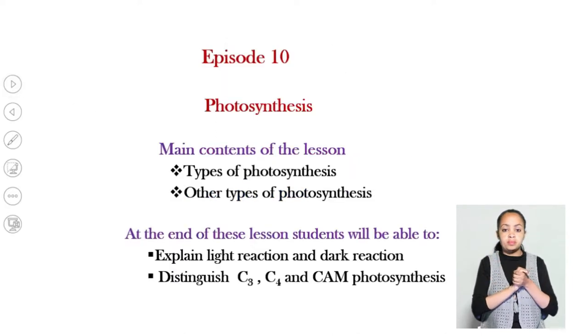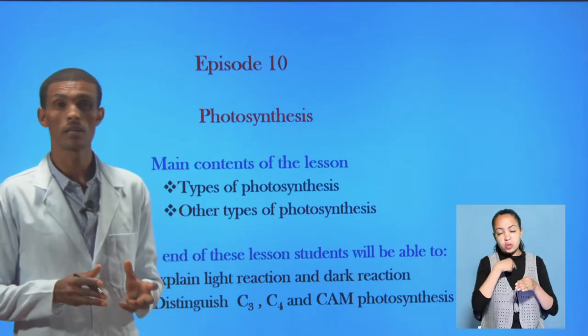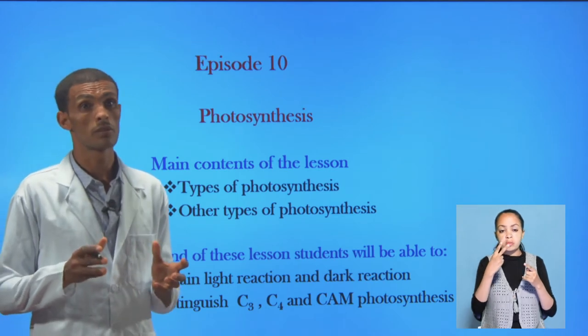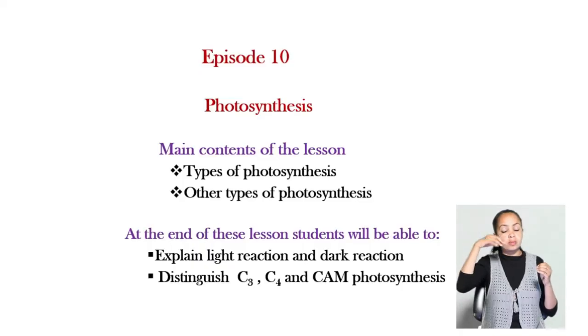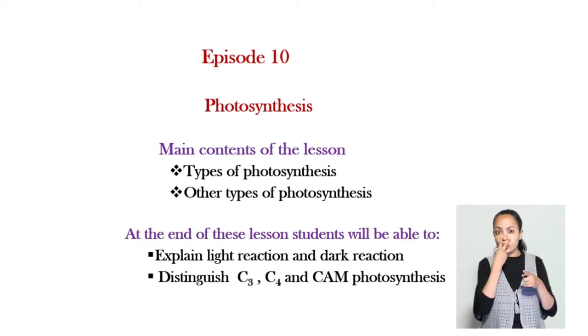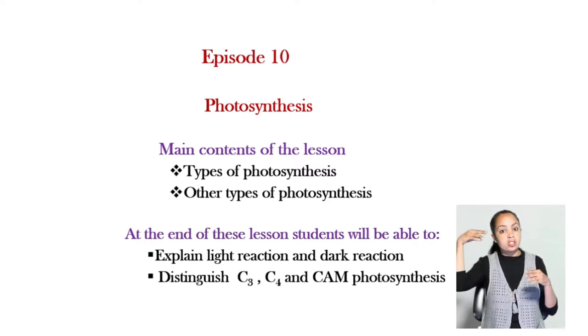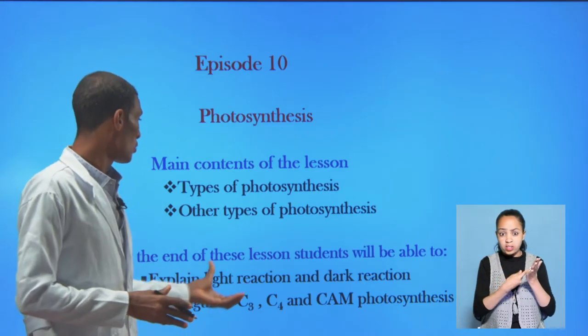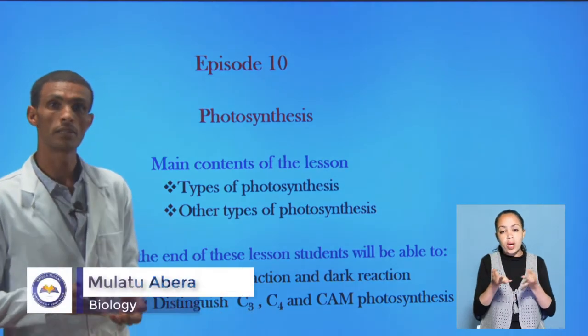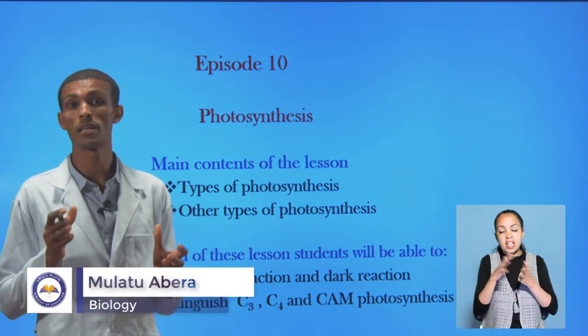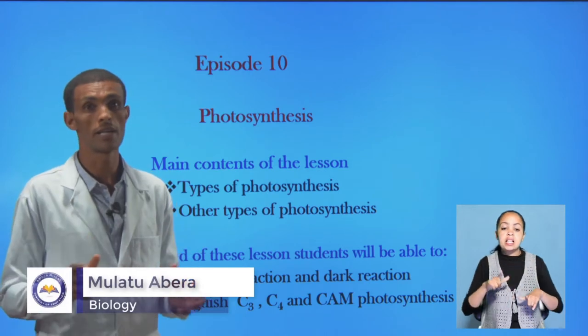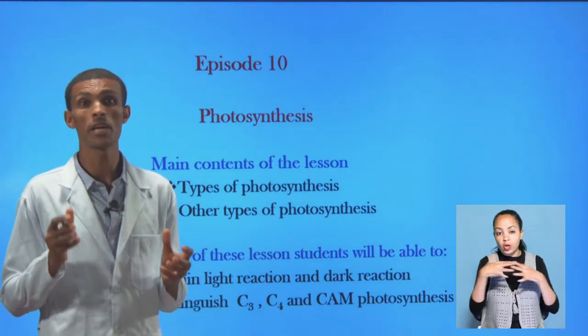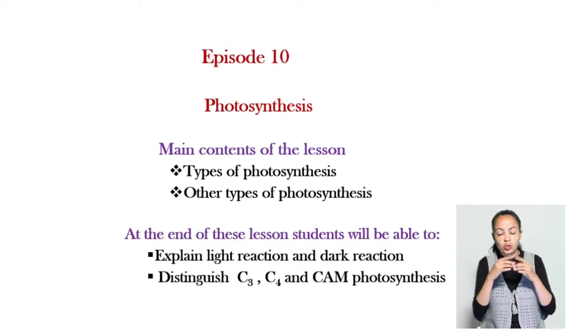In today's lesson, we are going to see lesson 10, which is photosynthesis. Under this lesson, we are going to see types of photosynthesis. Students, at the end of this lesson, you will be able to explain the reactions that take place in the light reaction and dark reaction, and distinguish the difference between C3, C4 and CAM photosynthesis.